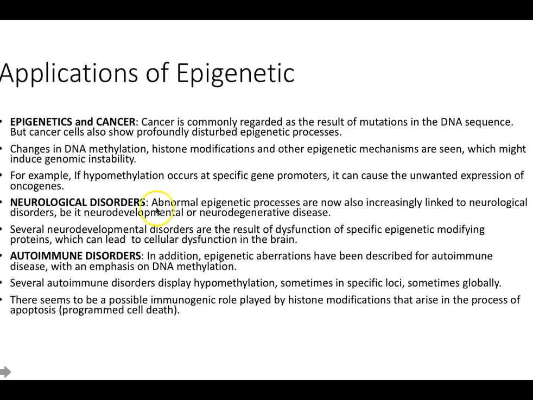Okay, so what are some applications that we have found now that we understand better the mechanism? Epigenetics in cancer, neurological disorders, autoimmune disorders. Those are the big three that are actively being researched.